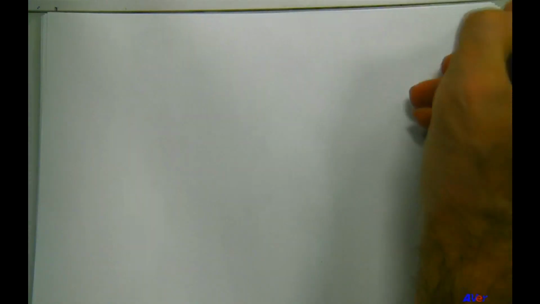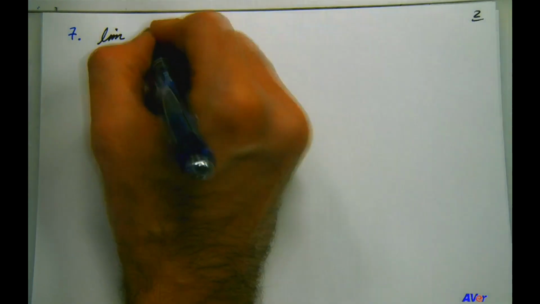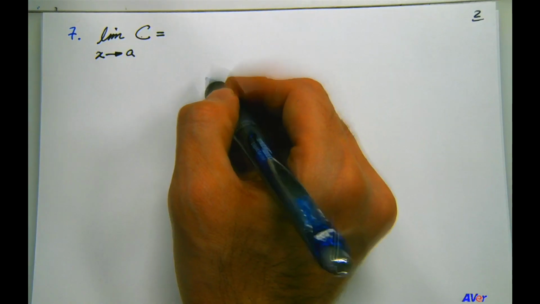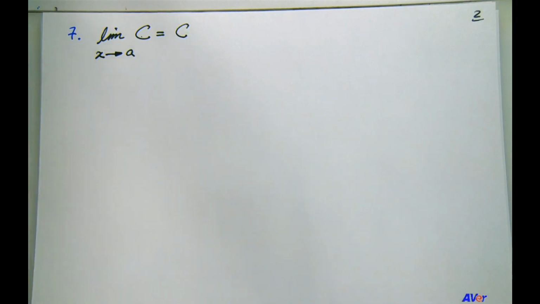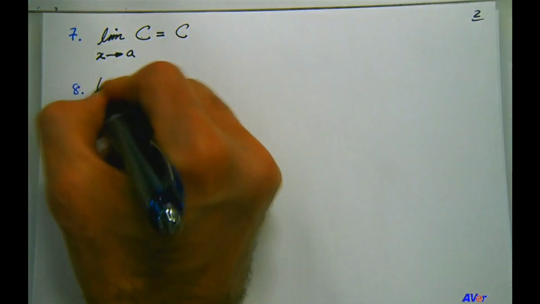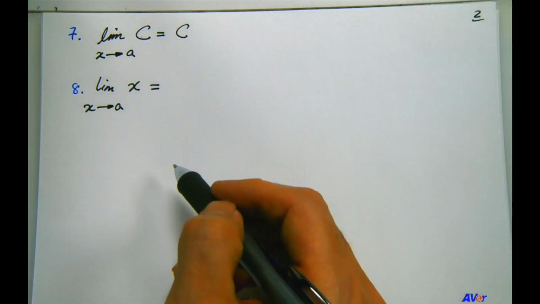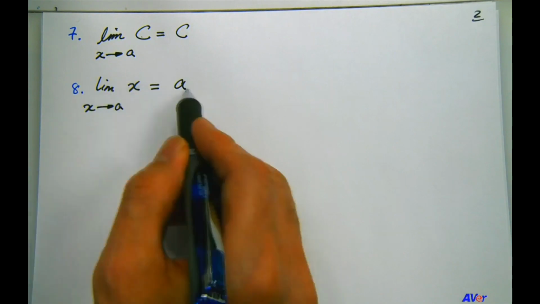Here we have a few more rather obvious properties of limits. We can say that the limit of a constant, so there's no variable involved, as x approaches some value, what do you think this should equal? It would equal c itself, the constant, because there's no variable involved. And then, of course, this property: the limit of x as x approaches a. What would that equal? It would equal a, right? As x approaches a, the limit of that function is equal to a.